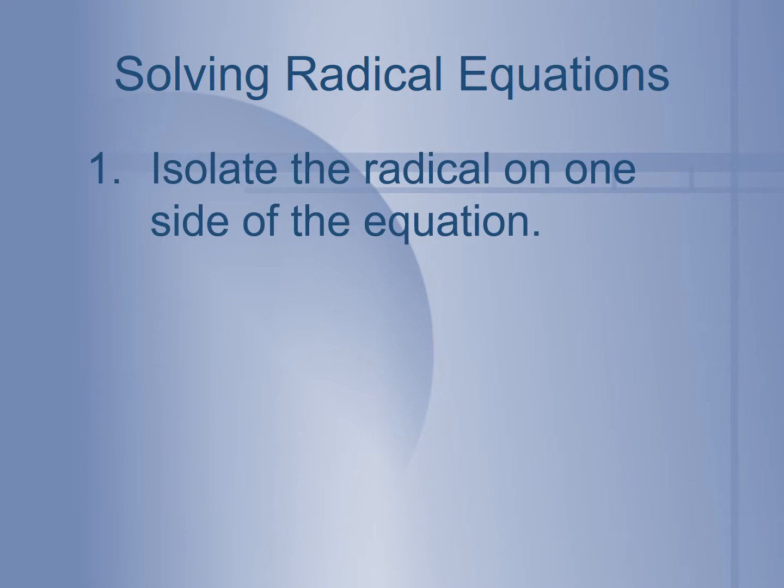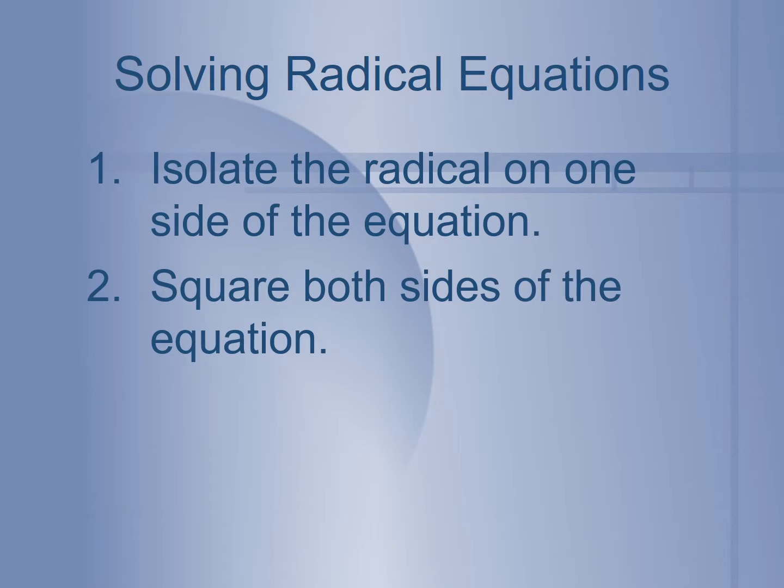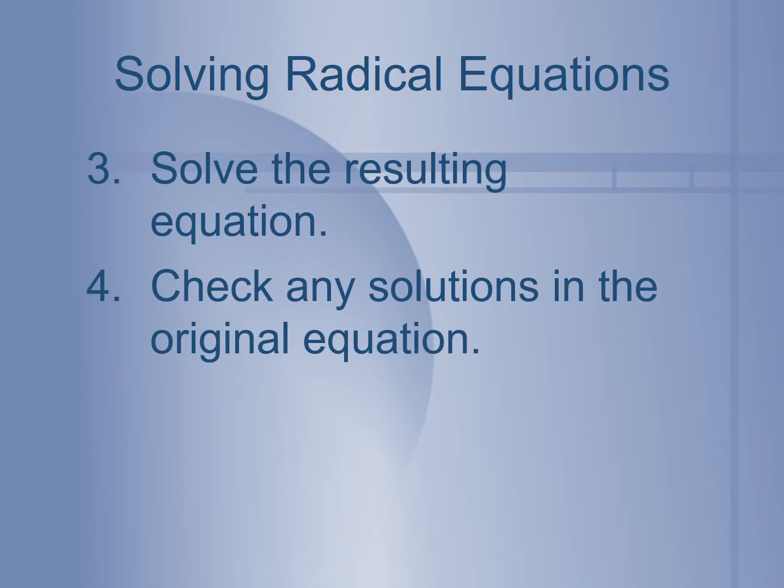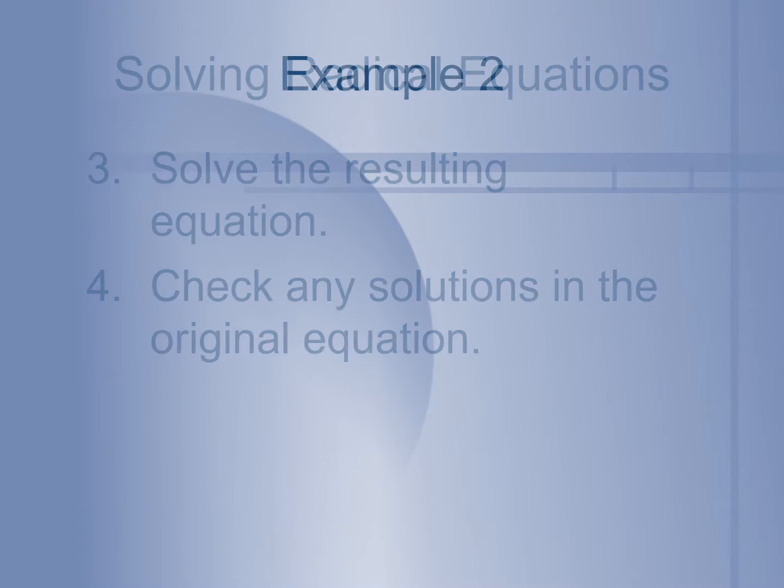So here are your steps for solving radical equations. First, you're going to isolate the radical on one side of the equation, so get the radical out all by itself. Then square both sides of the equation.